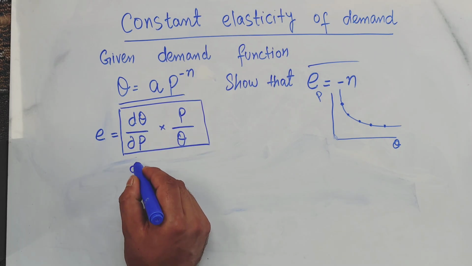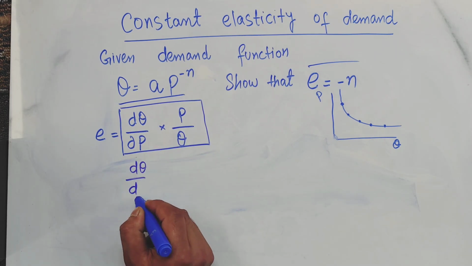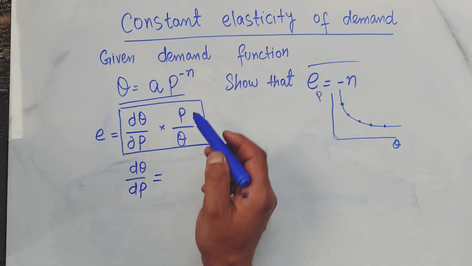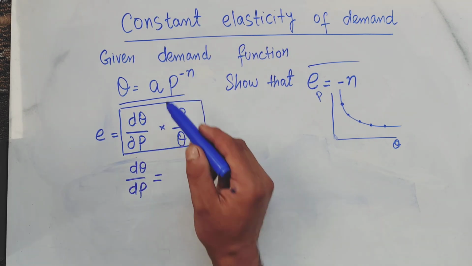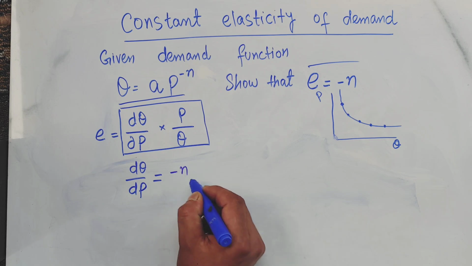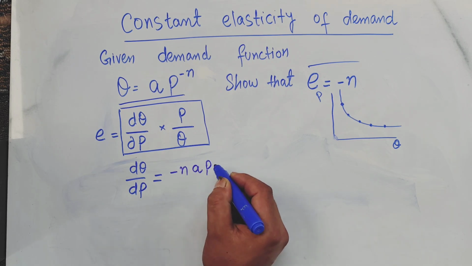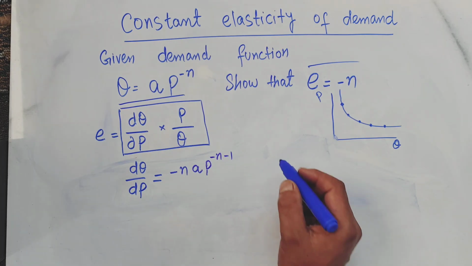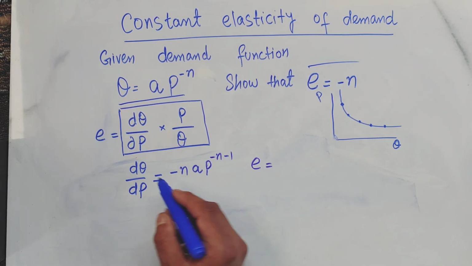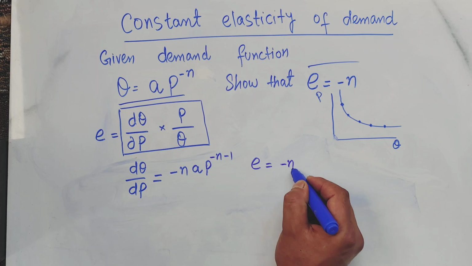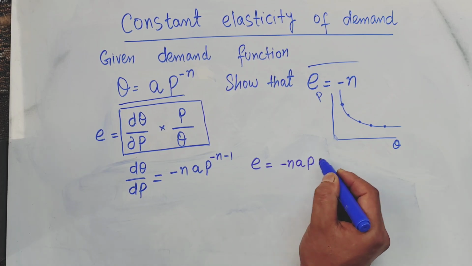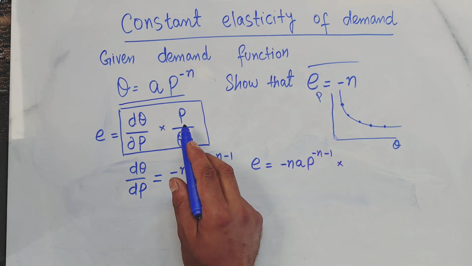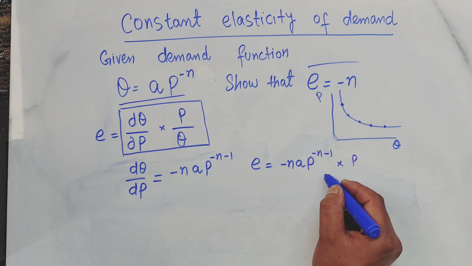So let us find dQ/dP, which is the derivative of this function with respect to price. Using the power function rule, the exponent becomes the coefficient, so we have -n times A P raised to the power of the exponent subtracted by 1, so we get -n-1. Elasticity of demand will be equal to dQ/dP, which is -n A P^(-n-1), times P divided by Q.